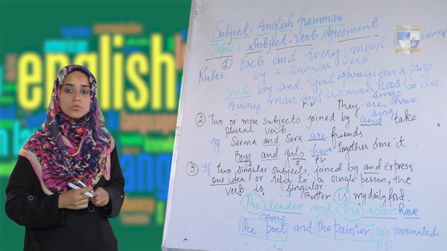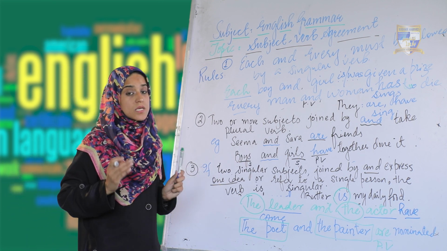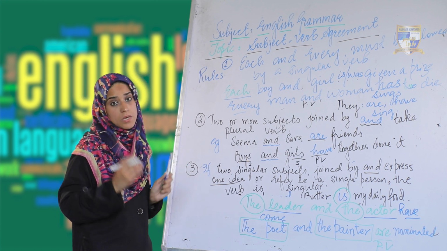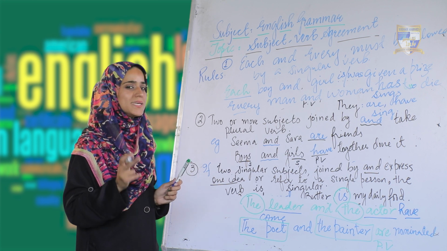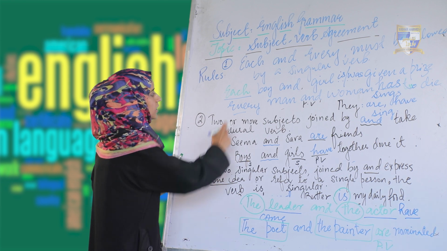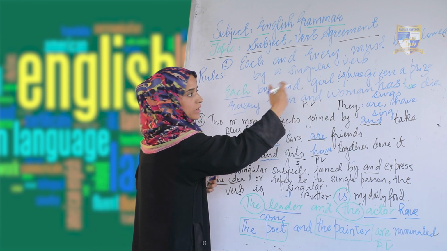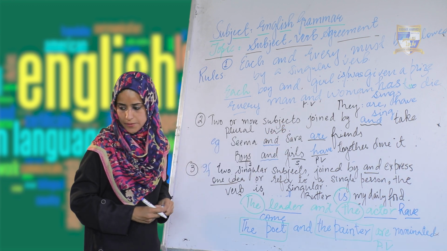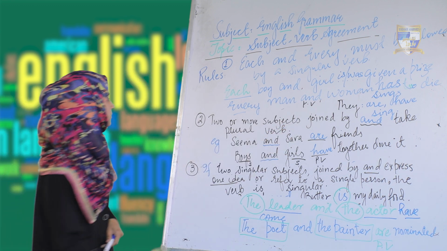So this rule says that if a sentence starts with each or every, then the verb which comes after the subject must be singular in form. Each boy and girl was or is given a prize. Every man and woman has to die. Next rule.